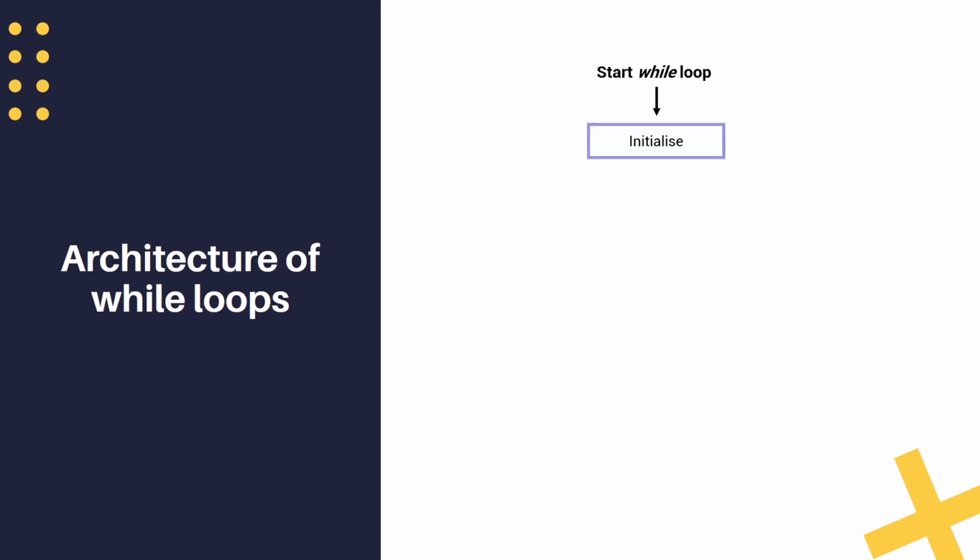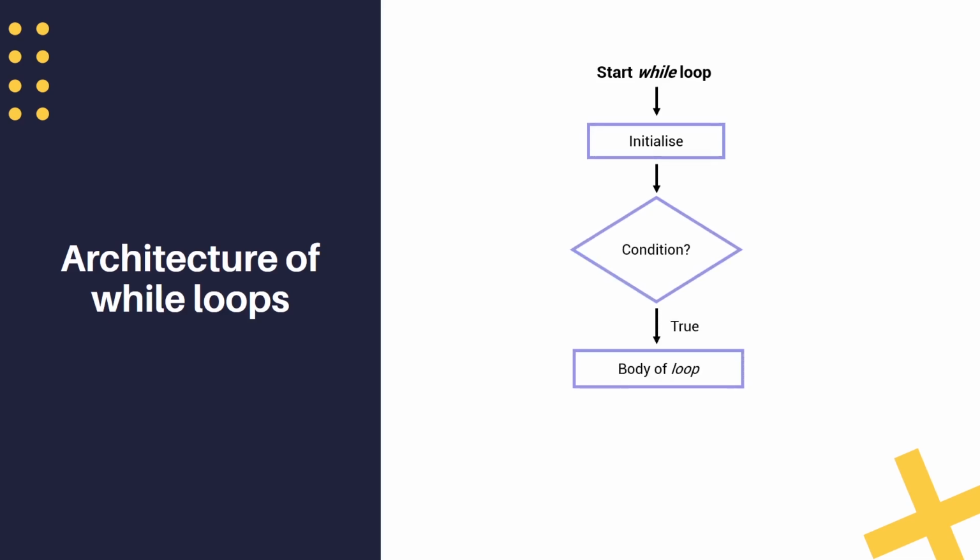Usually we initialize the loop when we start with the loop. We then test for some sort of condition. If this condition continues to be true, we then loop through the body or the statement or the block of code associated with our loop. We then test this condition again, and if this condition is true, we keep looping over and over through the body of the loop until eventually the condition is false, at which point we exit the loop.